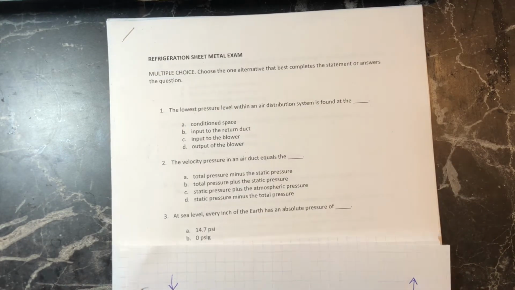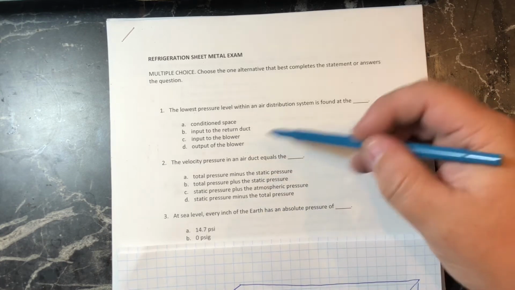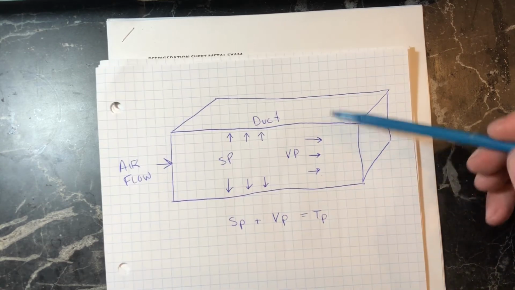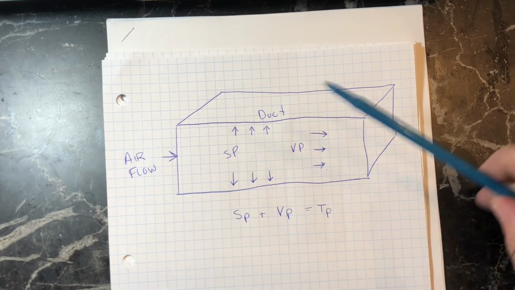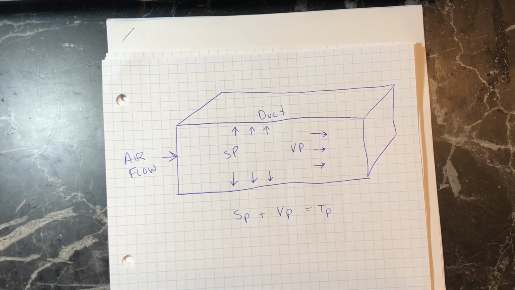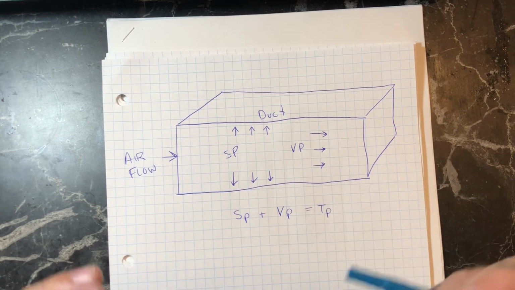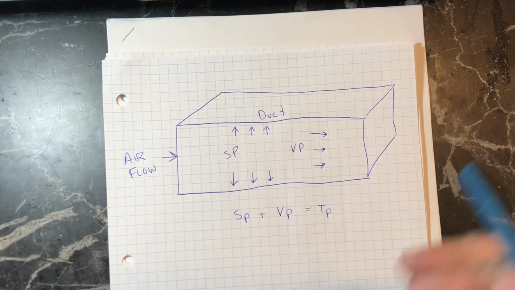All right, question 2. The velocity pressure in an air duct equals the what? So I have to explain what they mean by velocity pressure. So if this is a piece of ductwork here, when you have air blowing into ductwork, the duct itself is going to be under the influence of a couple of different pressures. It's very similar to blowing up a balloon. When you blow up a balloon, it has a static pressure. So when you blow it up, it's putting pressure on all the sides of the balloon, so it inflates.